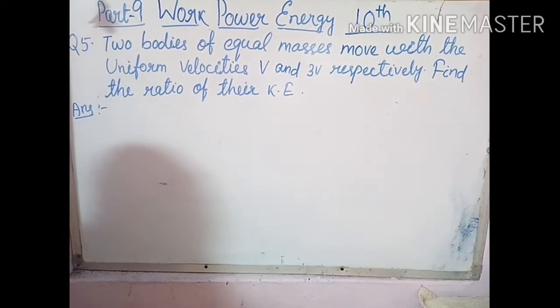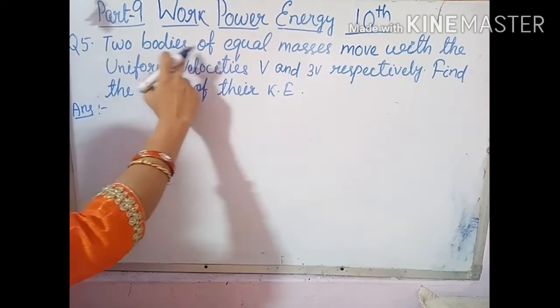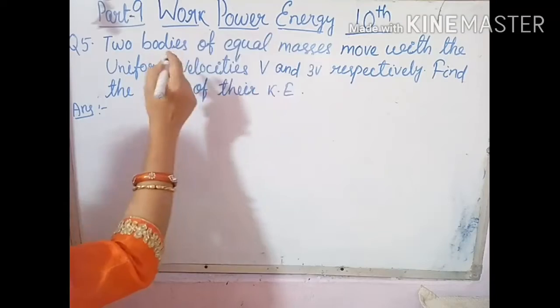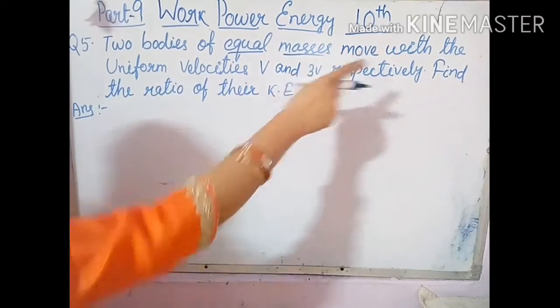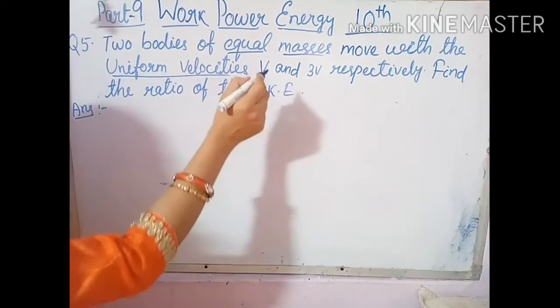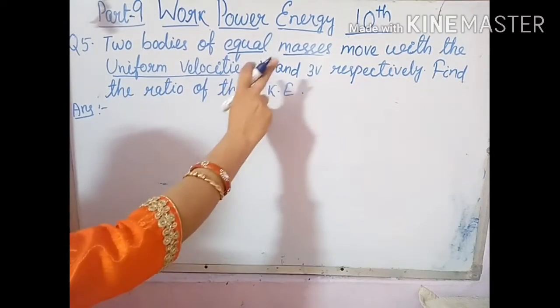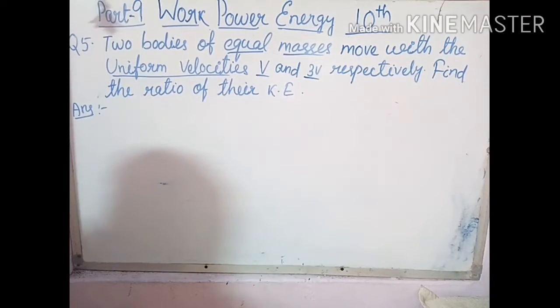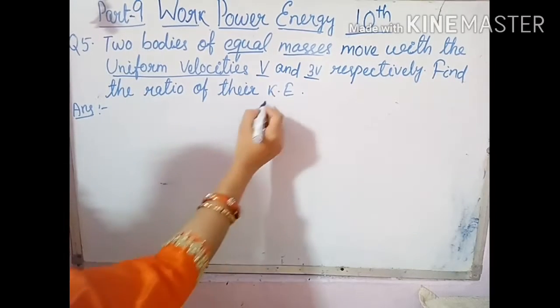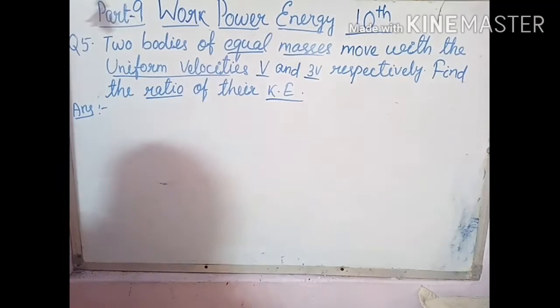Now children, read the next question. Two bodies of equal masses move with uniform velocity. Both are moving with uniform velocity, but their velocities are different. One has V, another one has 3V. Then find the ratio of their kinetic energy. You have to find the ratio.